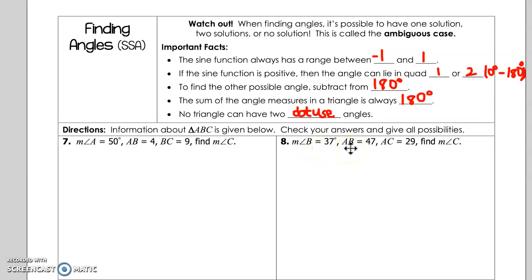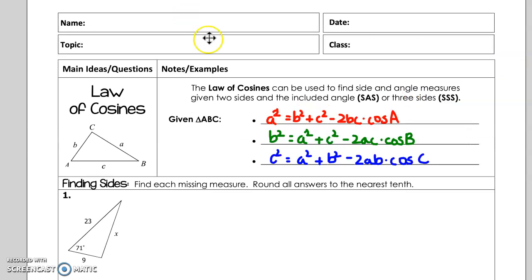And then you need to make sure you set up your ABCs, and then side AB would be 47, AC 29, and then you have to find angle C. Okay. To fill out the rest of this note page, law of cosines.